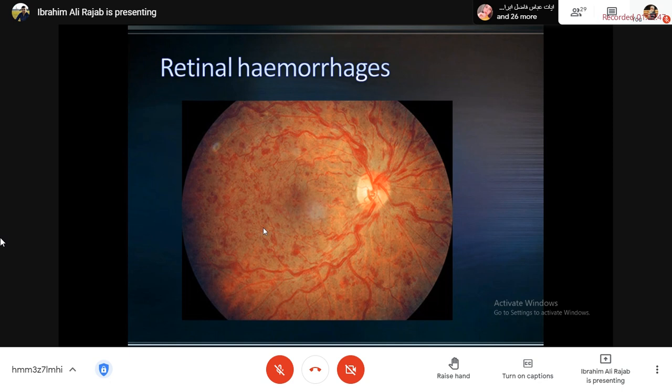If the hemorrhage is in the nerve fiber layer, it will take a flame shape. If the hemorrhage is deeper inside the retina, it will give us a dot and blot hemorrhage.